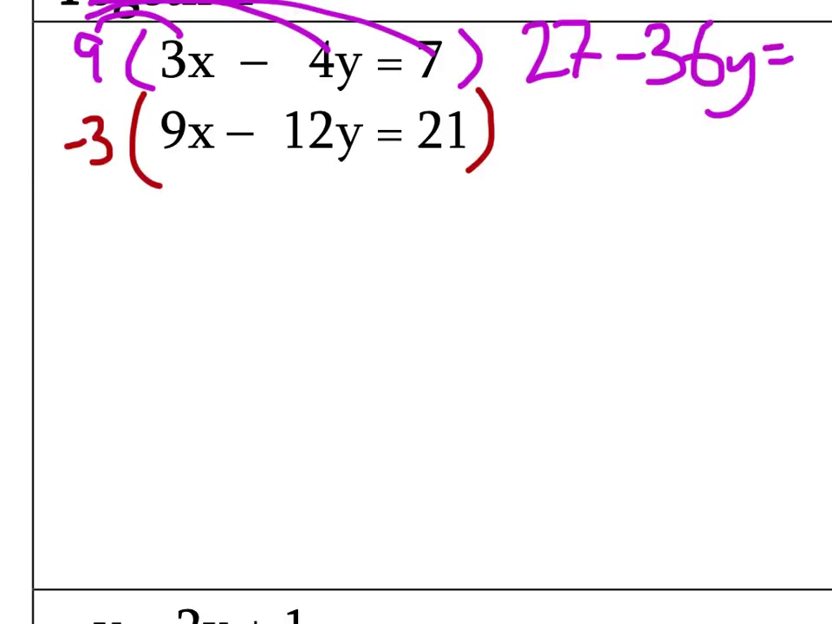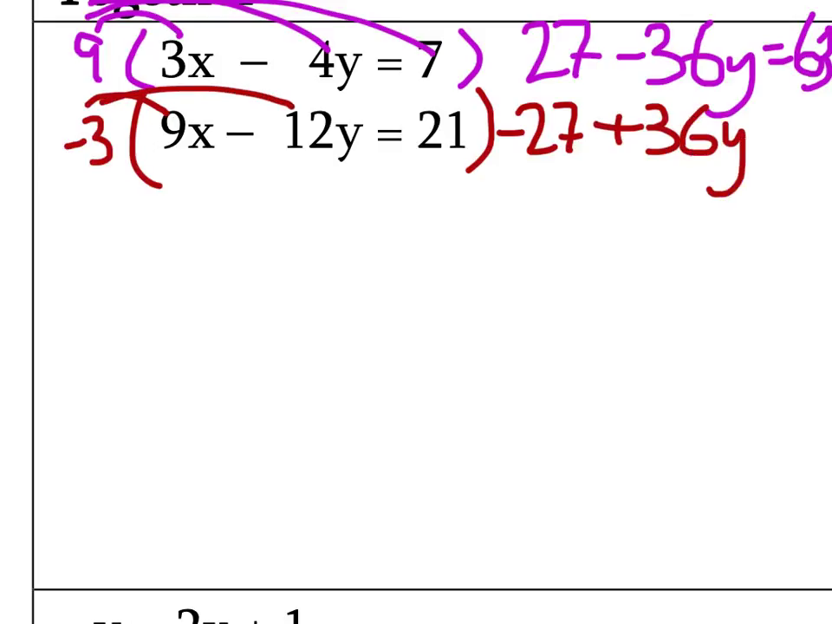Equals 63. Negative 3 times 9 is negative 27. Positive 36 and negative 6. This is positive 36. Why? That should equal negative 3 times 21, which is negative 63. So it's 0, 0.